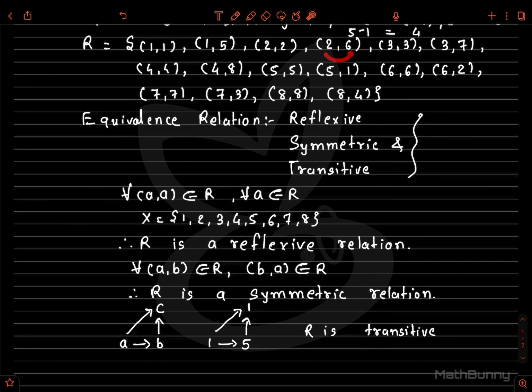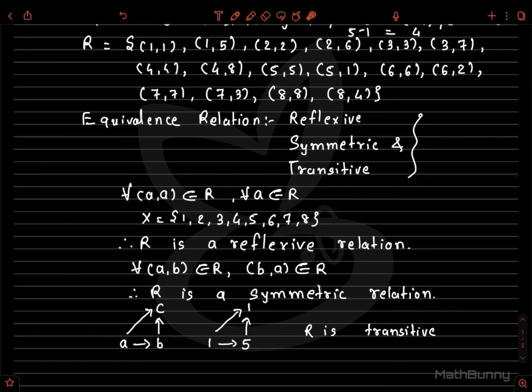Here for (2,6) and (6,2), (2,2) is also present. Similarly for (3,7), 3 is being mapped to 7, 7 is being mapped to again 3, and the (3,3) element is also present. Similarly 4 to 8, 8 to 4, and 4 to 4 is also present. Here, the transitivity is satisfied for all the elements in the relation. That's why R is a transitive relation.